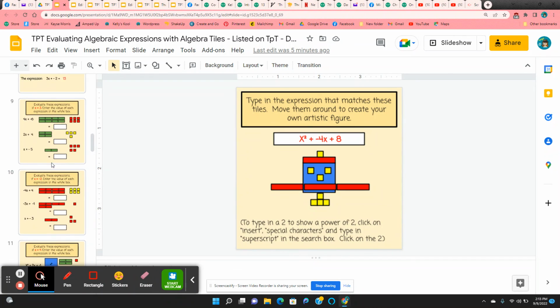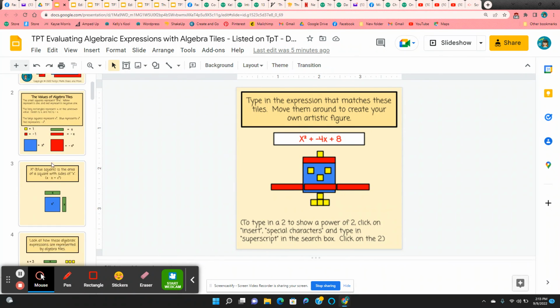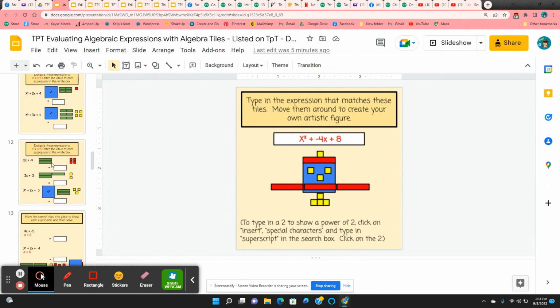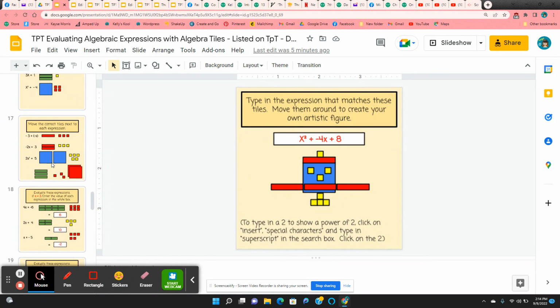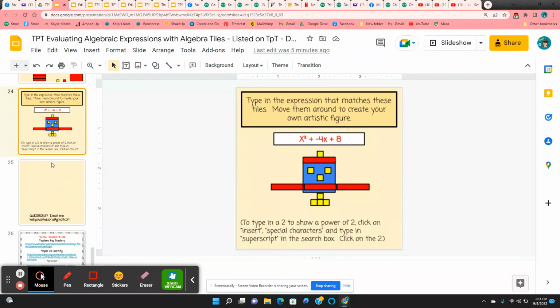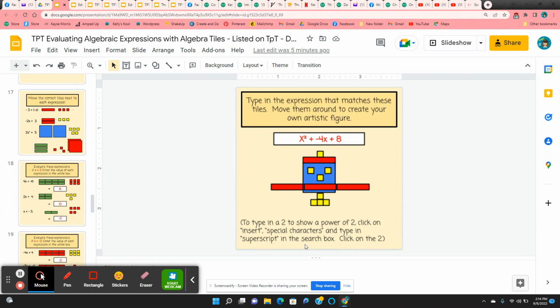So when you give this to the students, you want to make a copy. And when you make the copy, then you're just going to delete all of the teacher slides with the answers. And that's it.